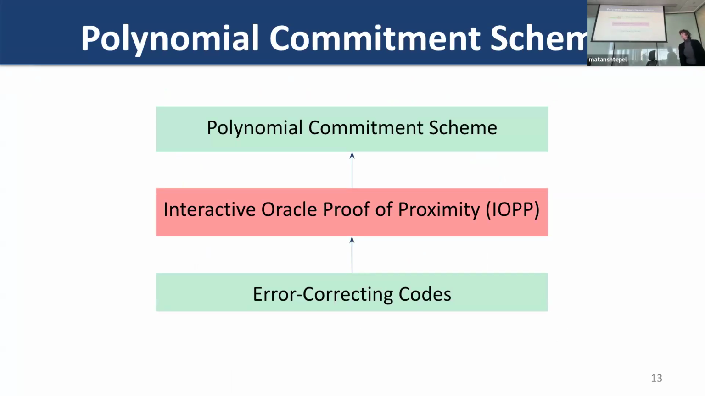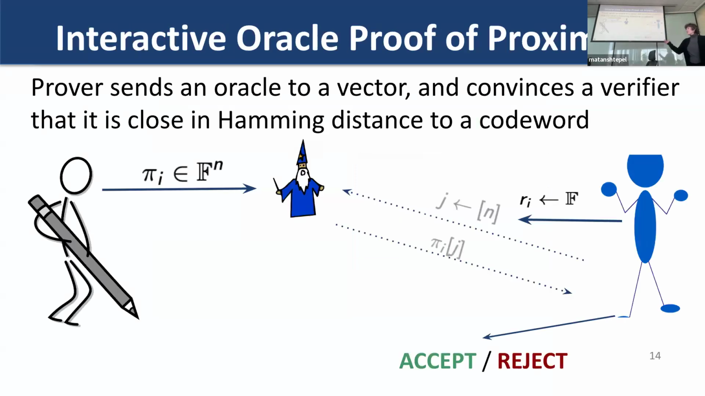Okay, so in this context, we are building polynomial commitment schemes from error correcting codes by way of interactive oracle proofs of proximity, which I will define next. So in an interactive oracle proof of proximity, our goal is to prove that some vector is close to a codeword.